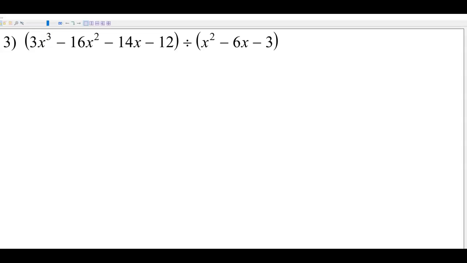Well, you asked, so what would I multiply x squared by to get 3x cubed? I think you'll figure it out. You'll probably get it.